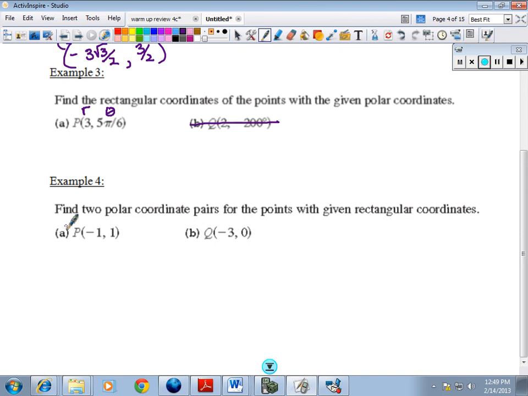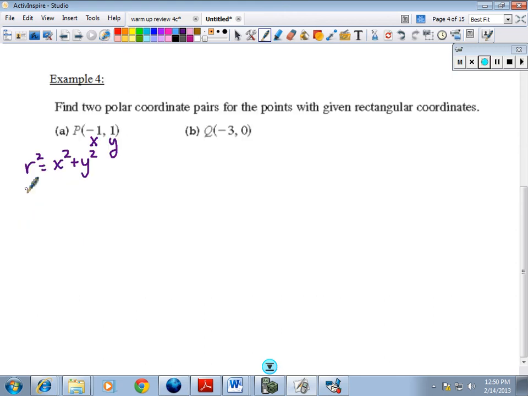It says find two polar coordinate pairs for the points with the given rectangular coordinates. Well, negative 1, 1. This time it's given me my x and my y, and I want to convert to r and theta. Well, the first formula I'm going to use is r squared equals x squared plus y squared. That's going to give me my r. So r squared equals negative 1 squared plus 1 squared. r squared equals 2, so r is the square root of 2. So that's the first part.